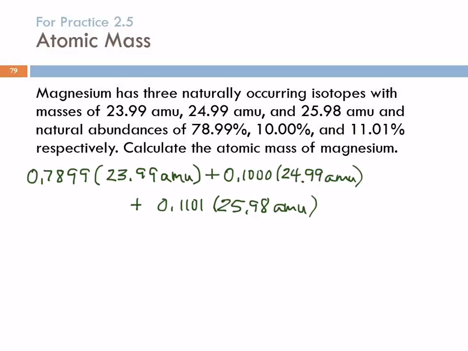So then on my calculator, I can just do this in one calculation: 0.7899 times 23.99 plus 0.1 times 24.99 plus 0.1101 times 25.98. And my calculator gives me 24.309099 atomic mass units. Did anybody get that number?